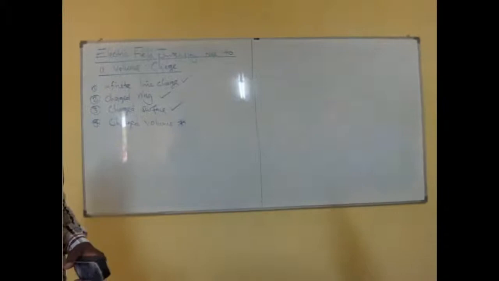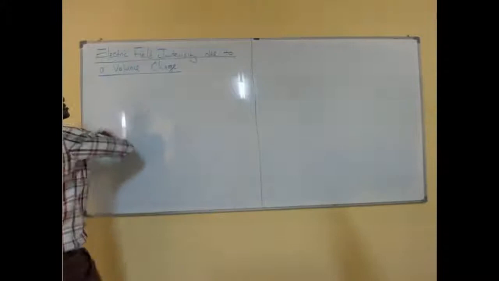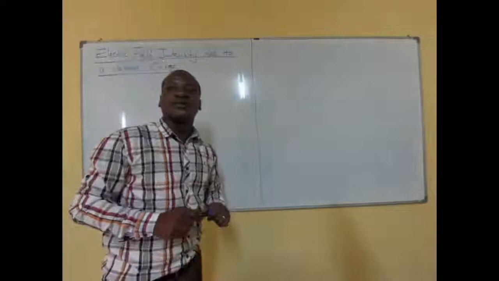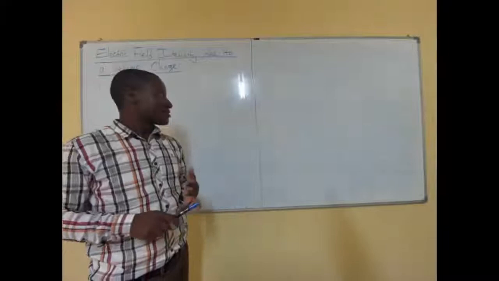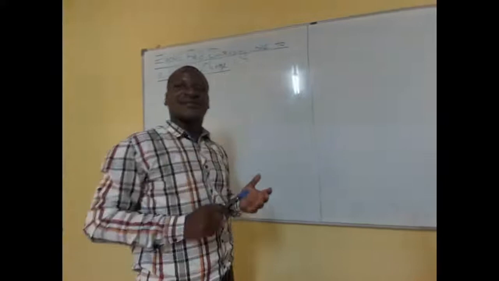Okay, having said that, let's go straight to what we need to look at for today. And this is the volume charge. How do we calculate the electric intensity for a volume charge? Like you remember very well when we started, we had looked at an infinite line charge and we looked at the charged ring. So the calculation is actually the same. Remember, we just followed the same steps.